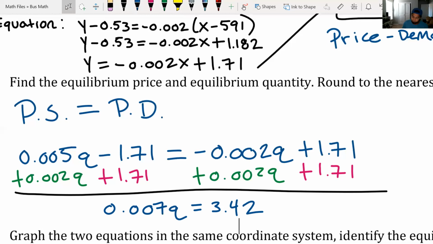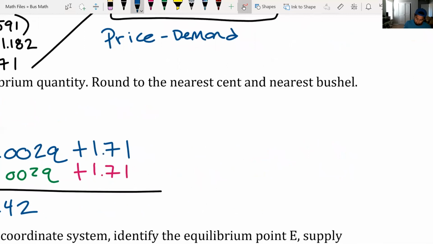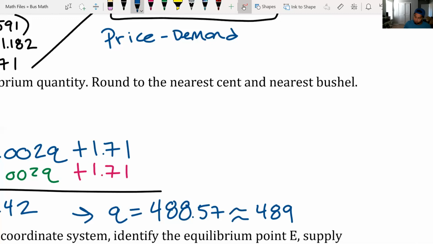And Q is equal to 488.57. It says round to the nearest cent and nearest bushel. So quantity is bushels, so we're going to say 489. So 489 bushels.